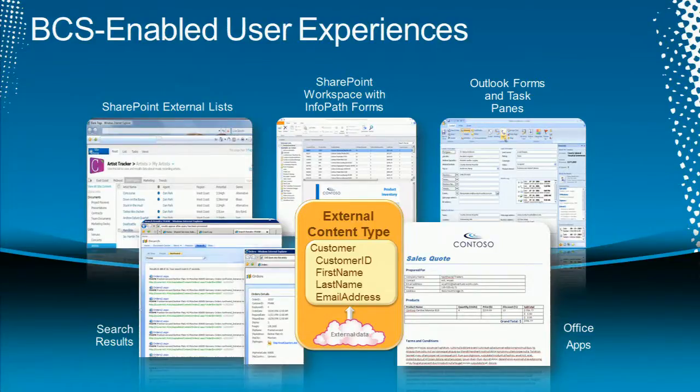External lists, we already have talked about those. But the data then can also be surfaced up into SharePoint Workspace. We can take that external list offline into SharePoint Workspace. And we can also take the data offline into Outlook. Let's say it's contact type related information. We can take it directly into Outlook.